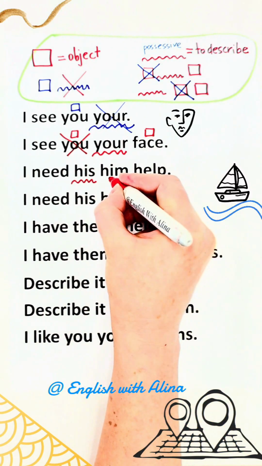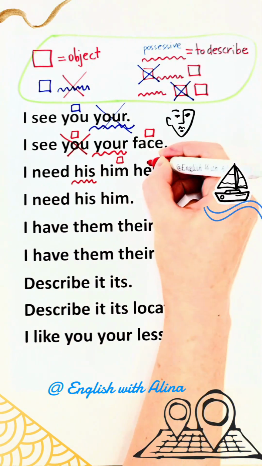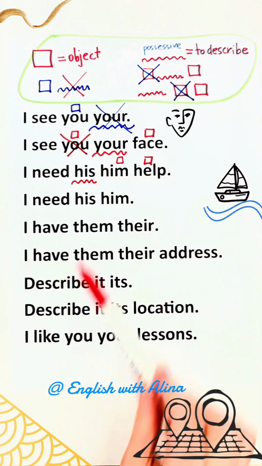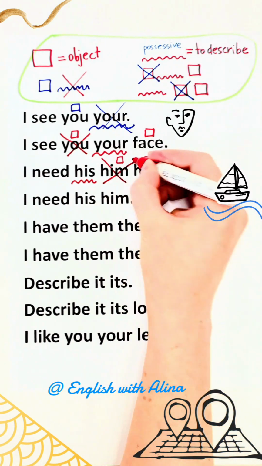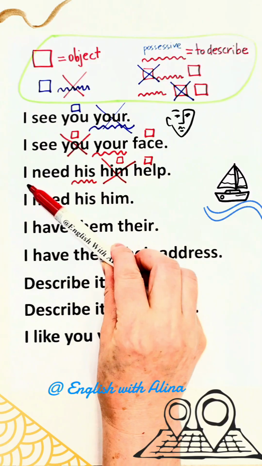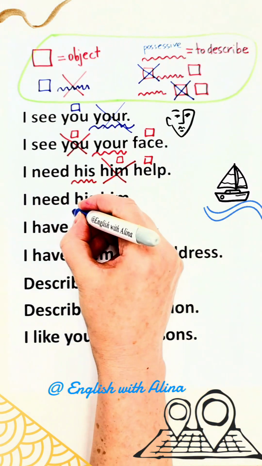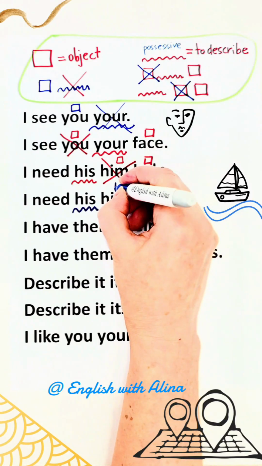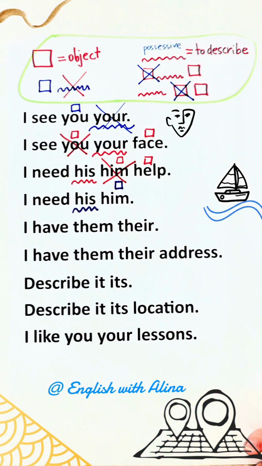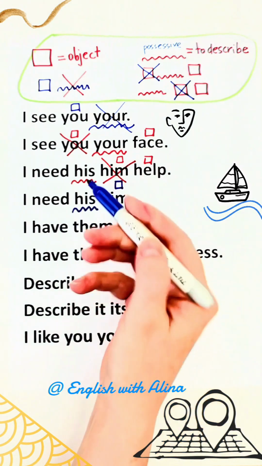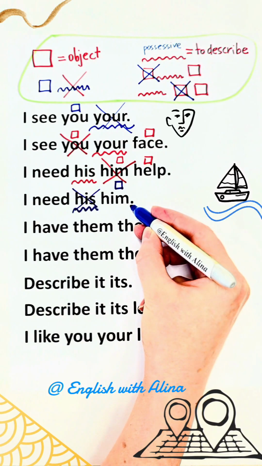I need his. That's a possessive. Him is an object. Help is an object. Drop the object. I need his help. I need his. That's a possessive. Him is an object. Drop the possessive. Keep the object.